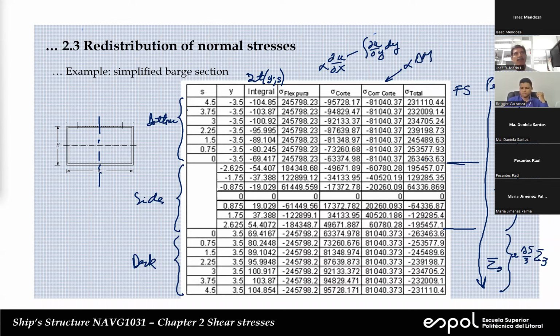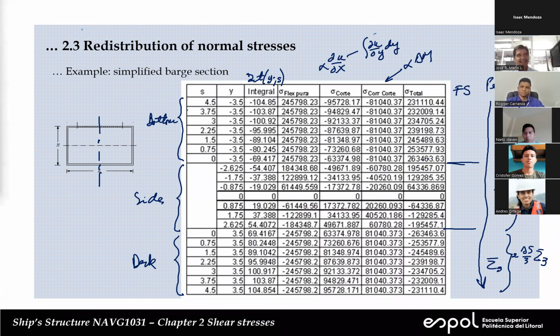Can you check the units, Mr. Nieto? Can you check the units of these expressions? I don't know, doctor. Mr. Gomez, can you help us? No, doctor. Mr. Ortega? Yes, doctor, the minus sign, the sigma correction. Okay, yeah, the minus sign, but that's something else. Mr. Carranza said that. We're missing something.